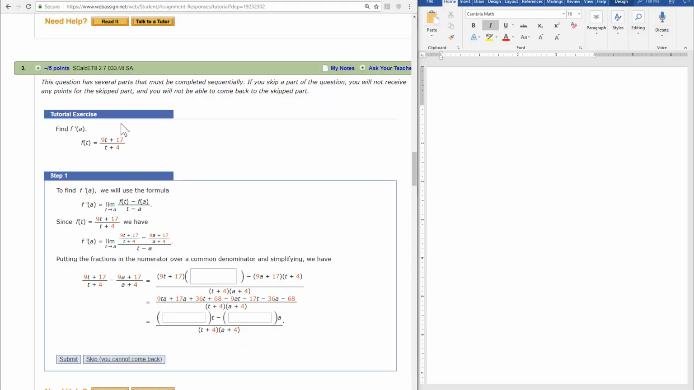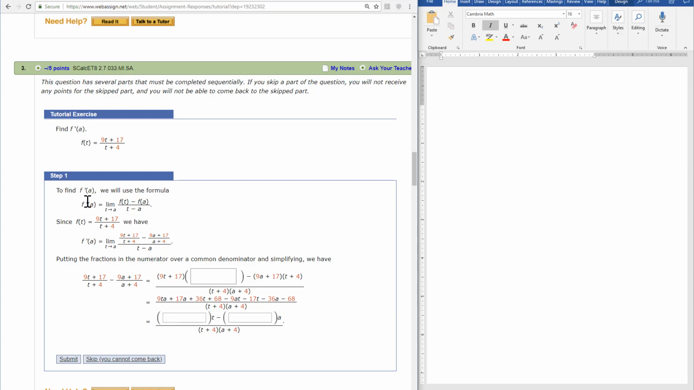Let's do this problem from our lab assignment, section 2.7. It says that they want us to find the derivative of the function evaluated at a, so that's f prime of a. Our function is 9t plus 17 in the numerator divided by t plus 4 in the denominator, and we will use the definition of the derivative evaluated at a point.